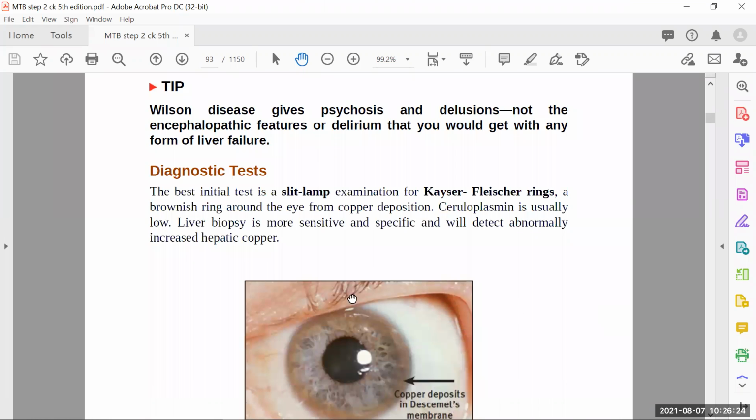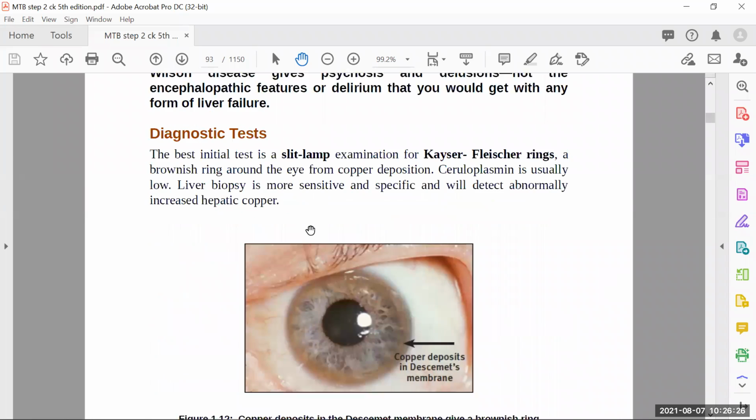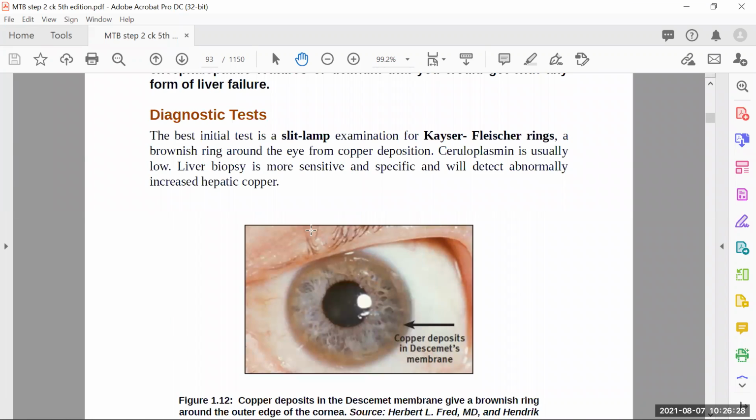So for the diagnostic test, we'll always go for slit lamp examination, and there we'll find this Kayser-Fleischer ring, a brownish ring around the eye from copper deposition, and of course ceruloplasmin. We know very well the pathophysiology is that ceruloplasmin is low and not being formed by the liver, and that can cause this.